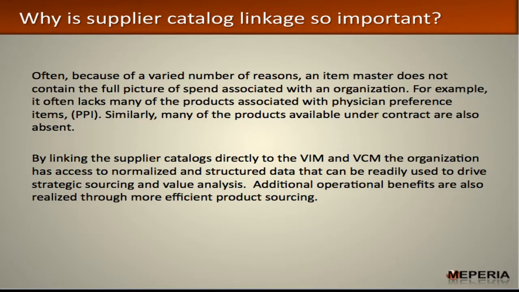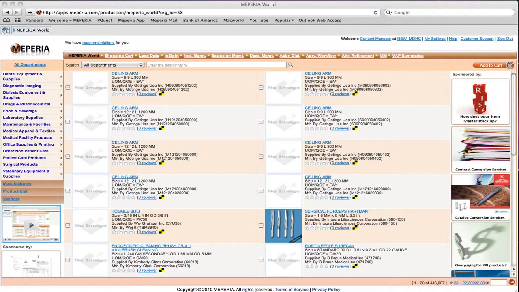By linking the supplier catalogs directly to the virtual item and contract master, the organization has access to normalized and structured data that can be readily used to drive strategic sourcing and value analysis. Additional operating benefits are also realized through more efficient product sourcing. Let's begin with a basic tour of the MEPERIA World catalog.